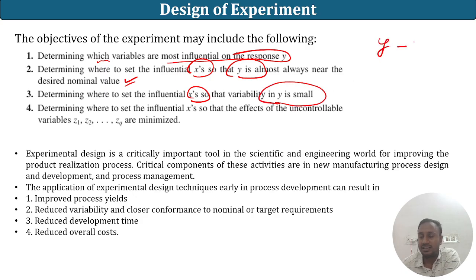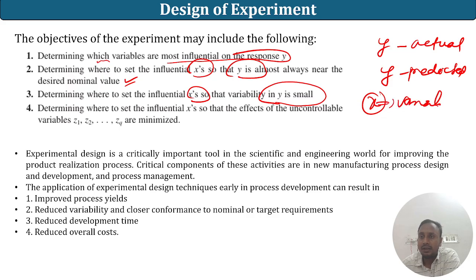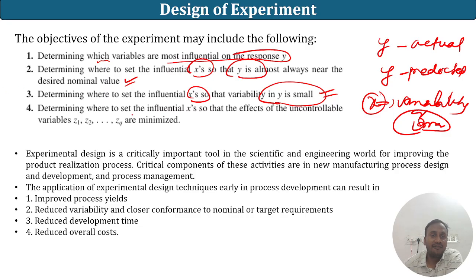Let's say y is the actual one and y predicted. We have to come up with the x value. In that case, the variability or error should be small. That is our objective of the experimental setup. Then determine where the set of influence affecting the uncontrollable factors is minimized. I told you, whenever we design the experiment, our uncontrollable factors should be minimized.